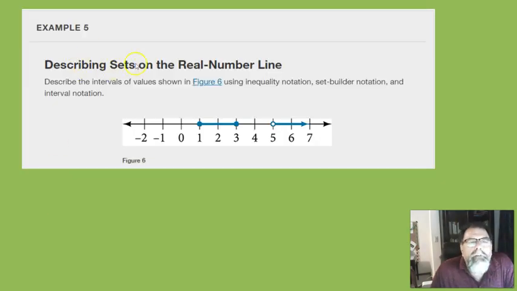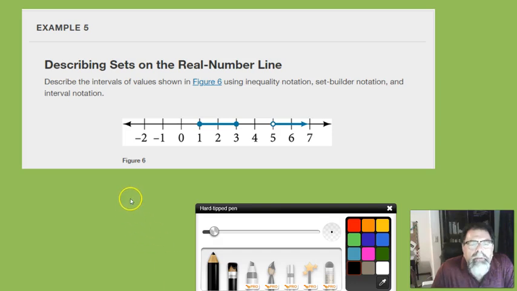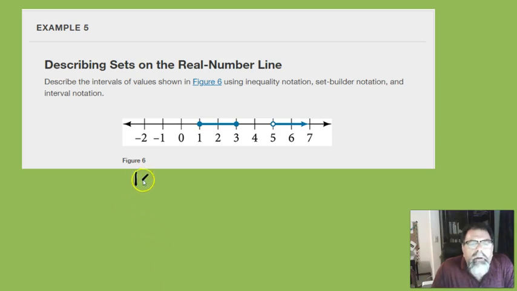Example 5, describing sets on the real number line. Describe the intervals of values shown in Figure 6 using inequality notation, set builder, and interval. So all three notations. All right, so inequality. So we have the numbers in between 1 and 3. We're including the endpoints. So we're going to do 1 is less than or equal to x, less than or equal to 3.